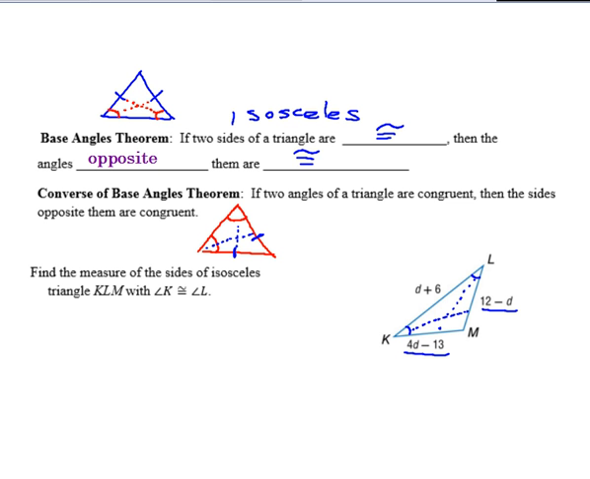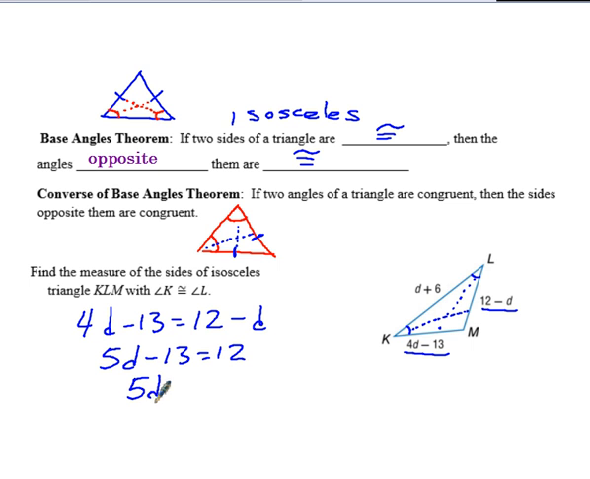So now to solve for this, I'm going to set those two expressions equal to each other. And now we're going to solve for the variable. So we're going to add d to both sides, subtract 13 from both sides, and then divide by 5, and we get d is equal to 5.